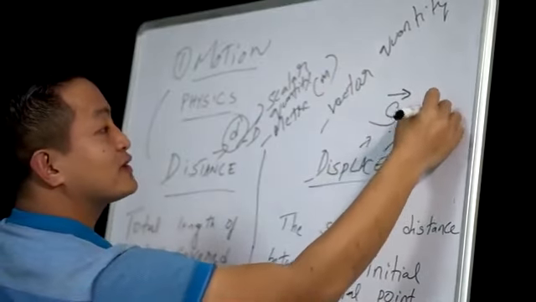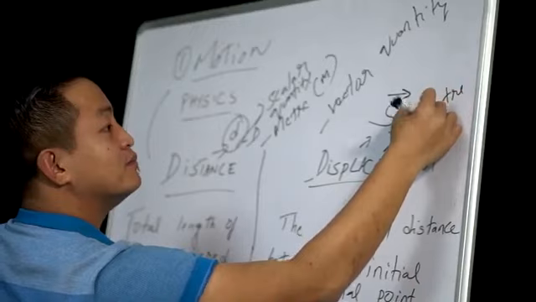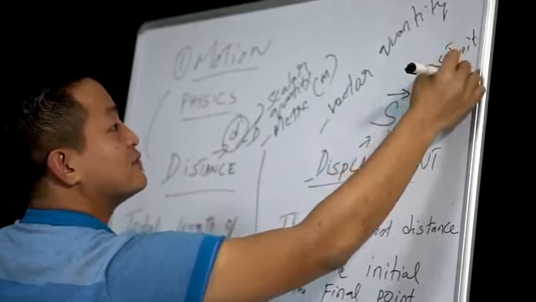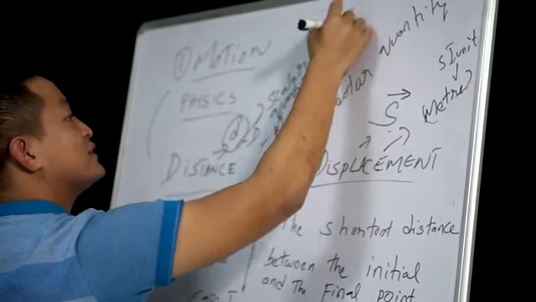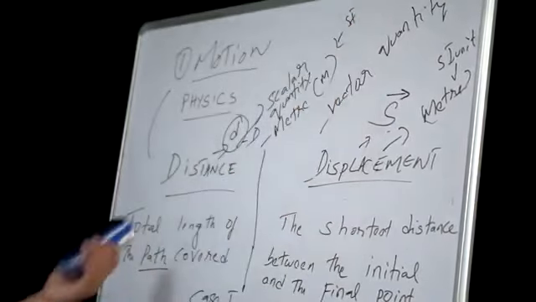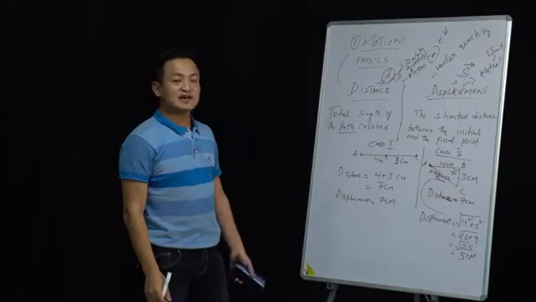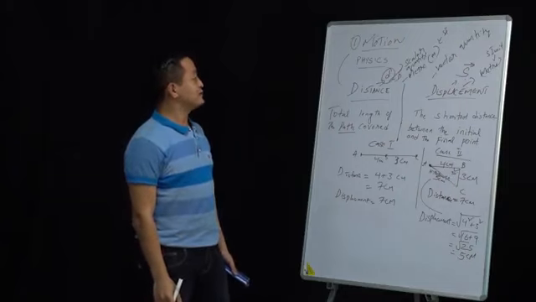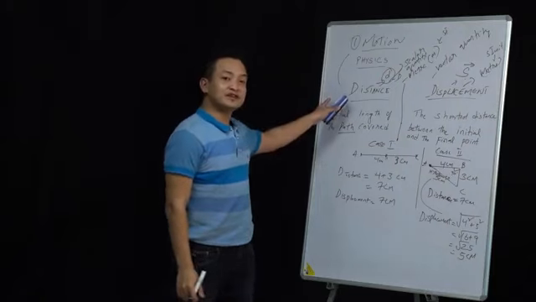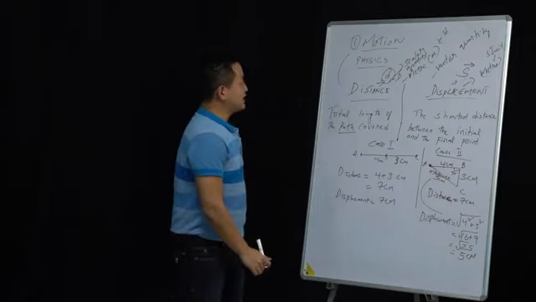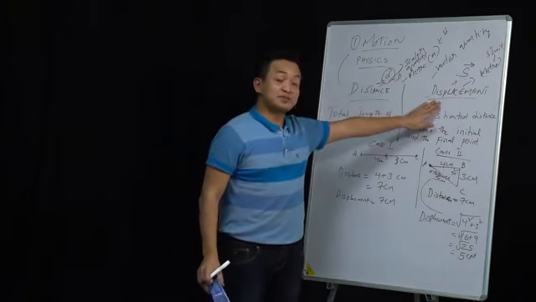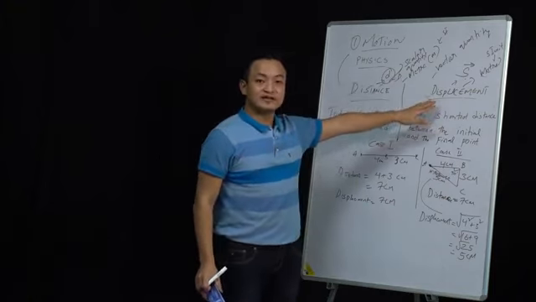And displacement as well, the SI unit would be meter. So this is the SI unit for displacement, the SI unit for distance. So that means they have the same SI unit, that is meter. Clear? Now distance can never be negative. The next important point is distance can never be negative, but displacement can be negative.